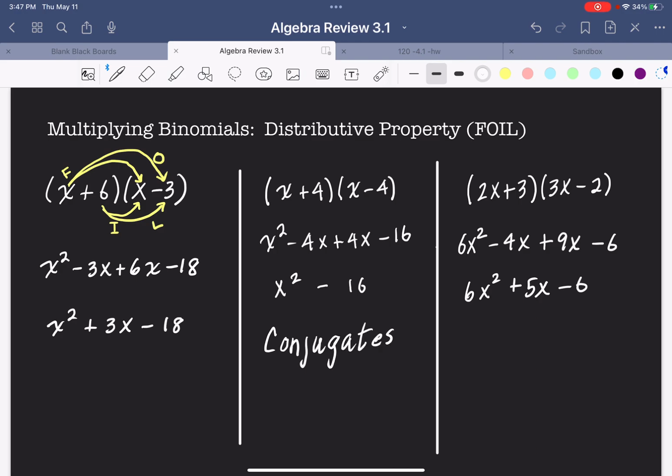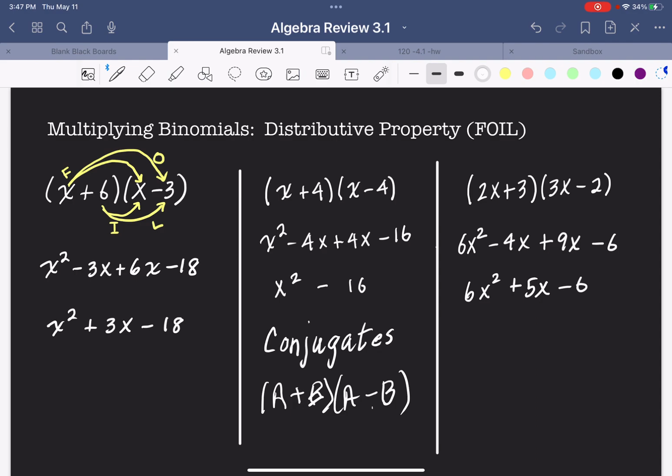And conjugates are binomials that look alike, but the middle signs are different. So a plus b, a minus b. So x plus 4, x minus 4.